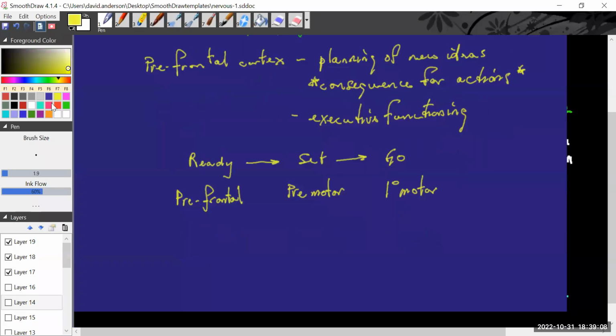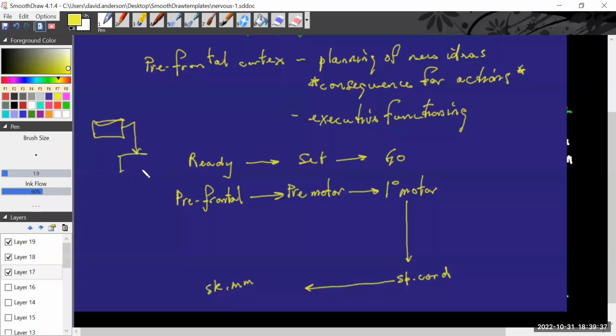So if we wanted to follow that up, we would go synapse, synapse, synapse. Then we would leave to the spinal cord and out to the skeletal muscles. That's our motor response. That would be from integration, descending to effectors. Ready, set, go, descending to skeletal muscle.